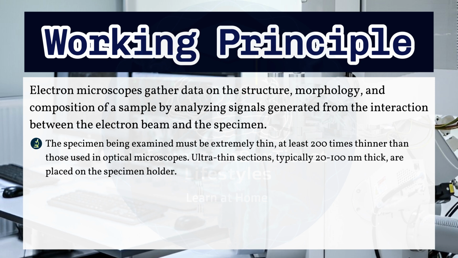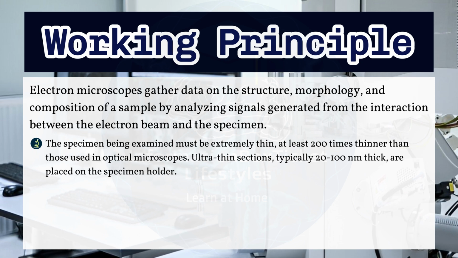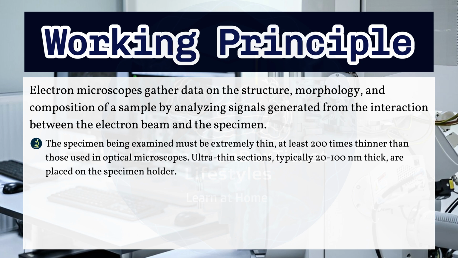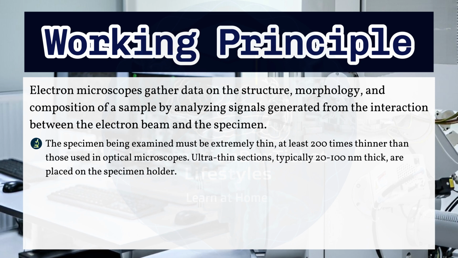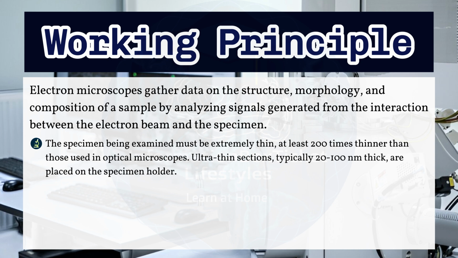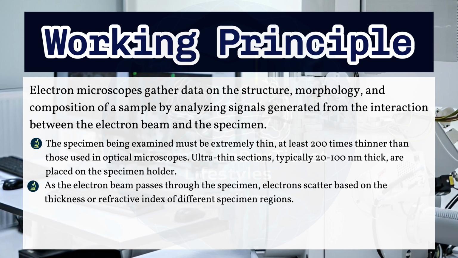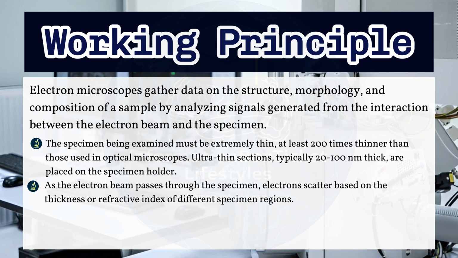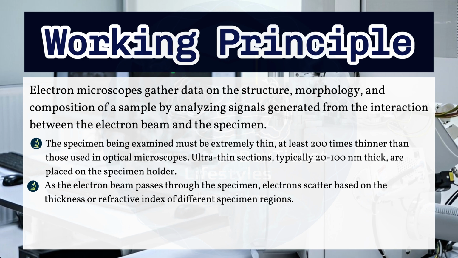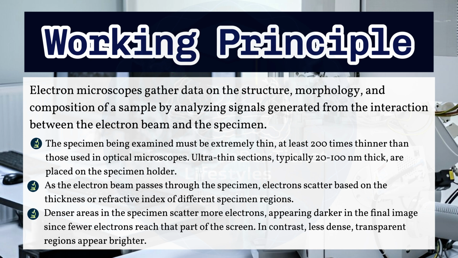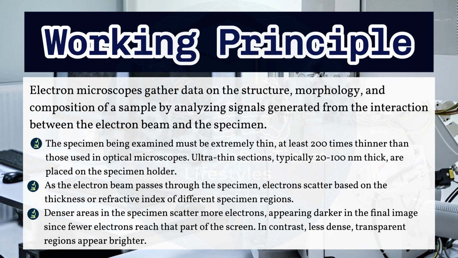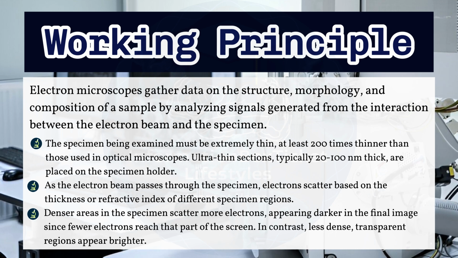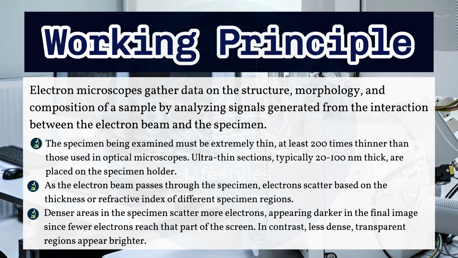4. The specimen being examined must be extremely thin, at least 200 times thinner than those used in optical microscopes. Ultra-thin sections, typically 20 to 100 nanometers thick, are placed on the specimen holder. 5. As the electron beam passes through the specimen, electrons scatter based on the thickness or refractive index of different specimen regions. 6. Denser areas in the specimen scatter more electrons, appearing darker in the final image since fewer electrons reach that part of the screen. In contrast, less dense, transparent regions appear brighter.